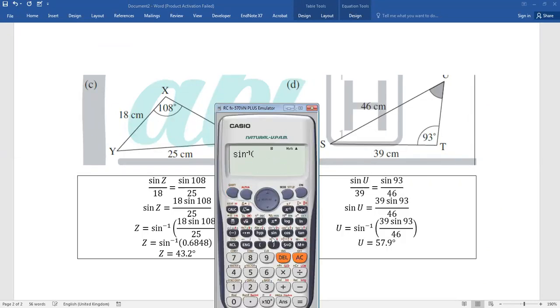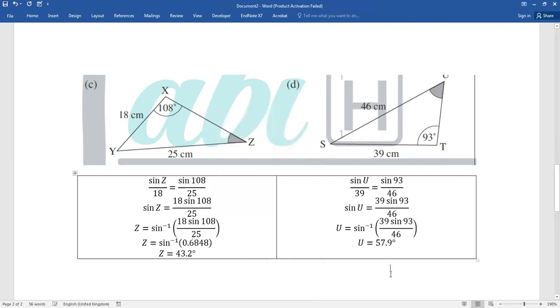I just want to make sure that you people are not making the rounding off error. 39 sine 93 upon 46. 57.9 is the right answer. Very good. That's perfectly fine.